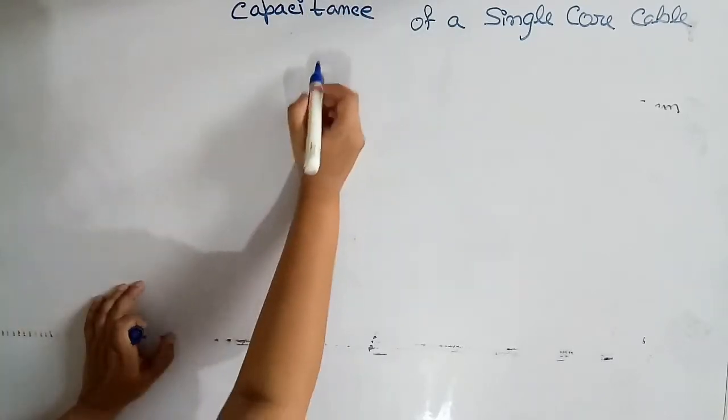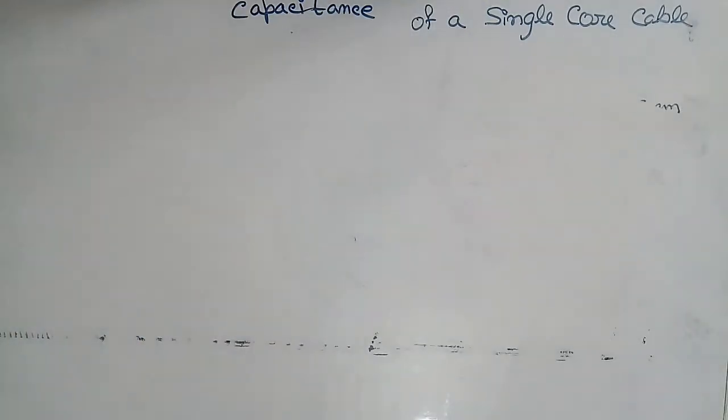Capacitance of single core cable. Now a single core cable can be considered to be equivalent to two long coaxial cylinders. The conductor of the cable is the inner cylinder, while the outer cylinder is represented by the lead sheath, which is at the earth potential. Now consider a single core cable with diameter D1 and sheath diameter D2.